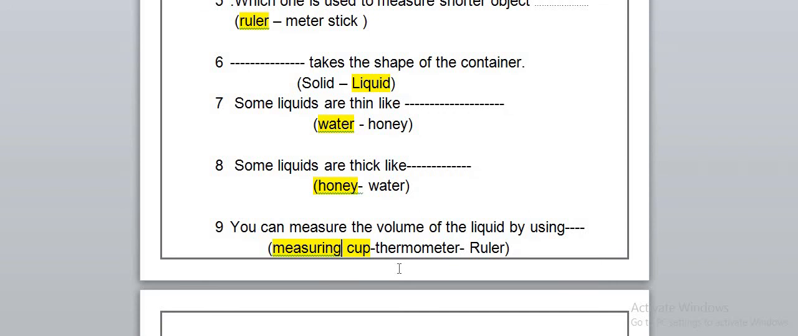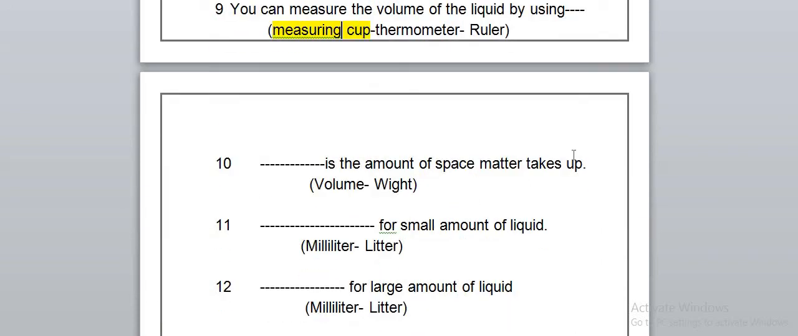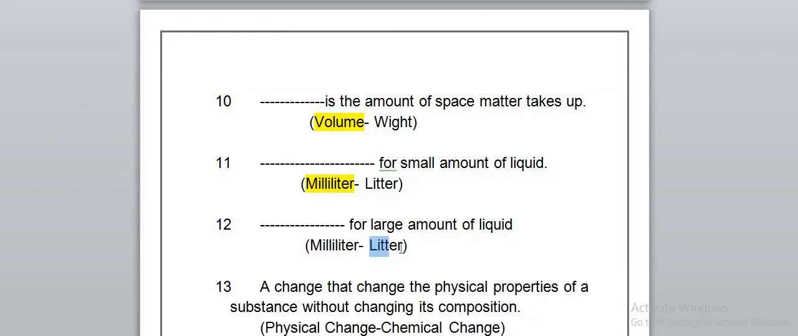Okay, let's move to the second. Question number 10. What is the amount of space that matter takes up? Of course, this is volume. For a small amount of liquids, milliliters is used as a unit of measurement, while liters is used for a large amount of liquids. So if we are talking about milk, of course we will talk about liters, because it's a large amount of liquid. While if we are talking about a small syringe, we will say milliliters.